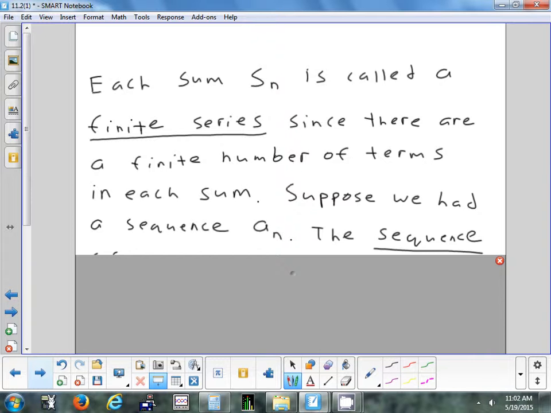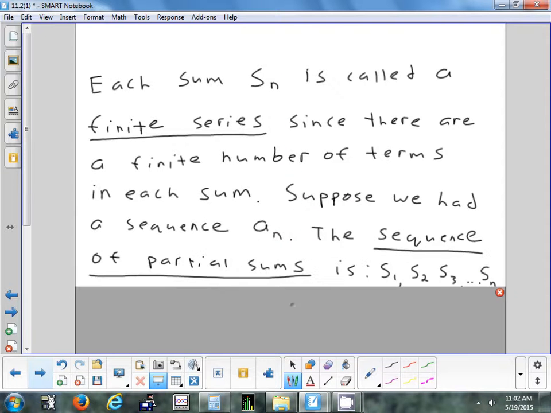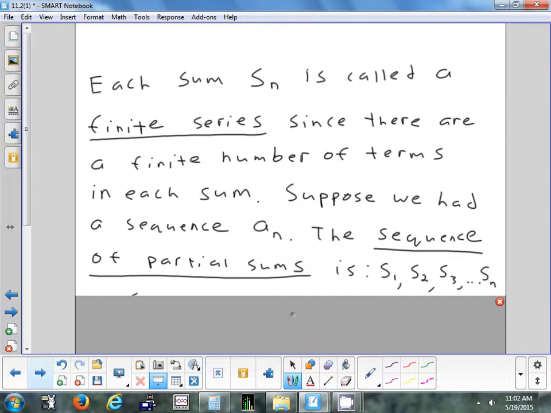All right, so suppose we had a sequence A sub n. The sequence of partial sums could be written like this. Basically, what we're doing now, if you wrap your head around this, is creating a new sequence. The first term in the sequence is S1. S1 is the sum of the first 1 terms. The next term in the sequence is S2. This would represent the sum of the first 2 terms. The next term would be S3. I'll actually do this for the example we just had in a second.